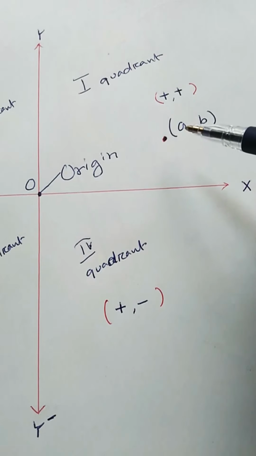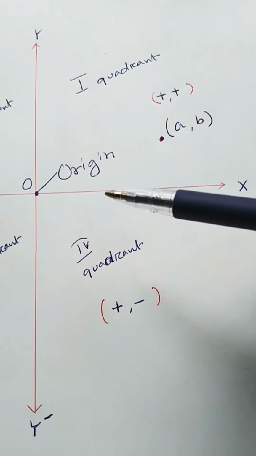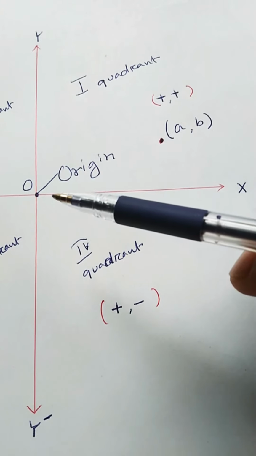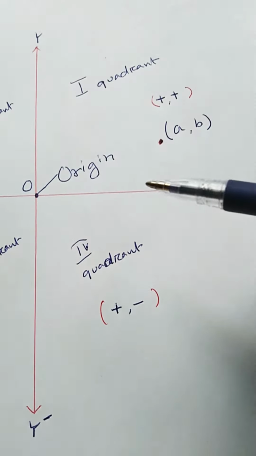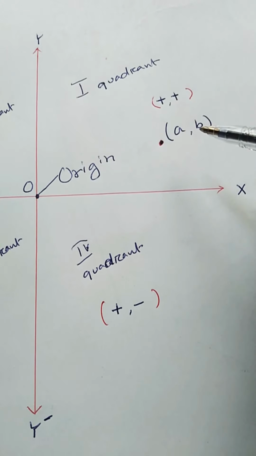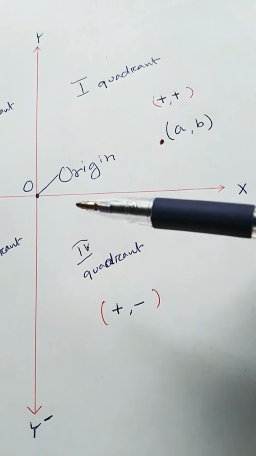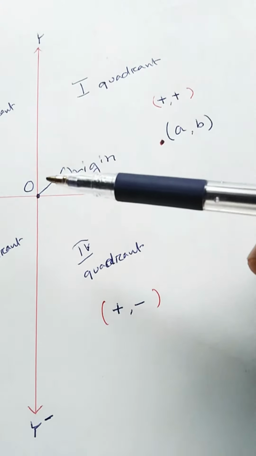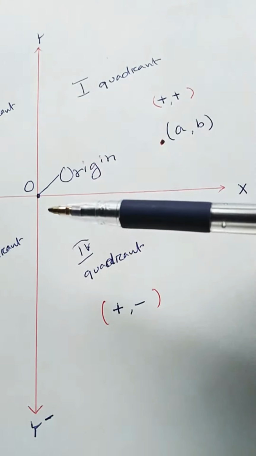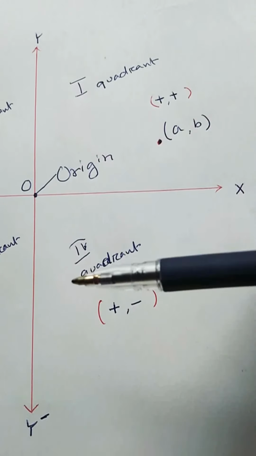So the first value will be the distance, or you may say unit, moved towards the x-axis, and the second value will be the distance which will move through the y-axis. So there also it can go maybe above or it can go down, but it will move through the y-axis only.